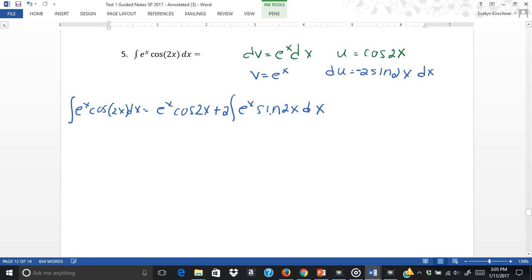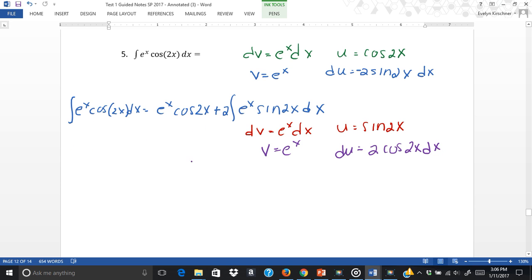So I'm going to find a dv and a u, and then see what I can do with it. I'm going to go in the same vein. I'm going to call dv e to the x dx, and I'm going to call u sine 2x, and now I want to find out what v and du are. Well, v is e to the x, and du is 2 cosine 2x dx.